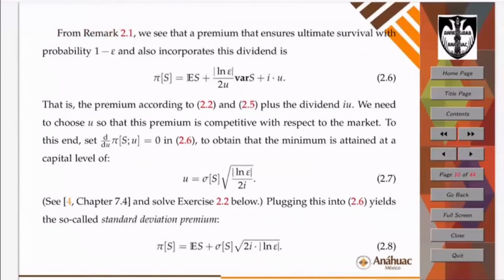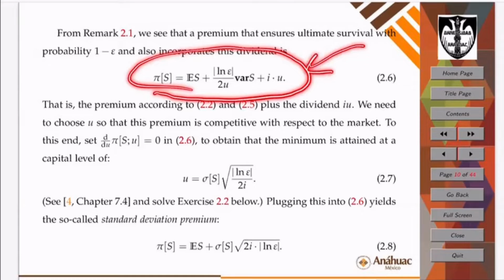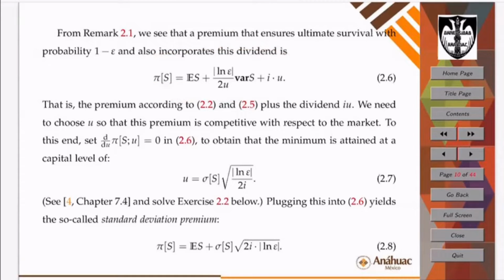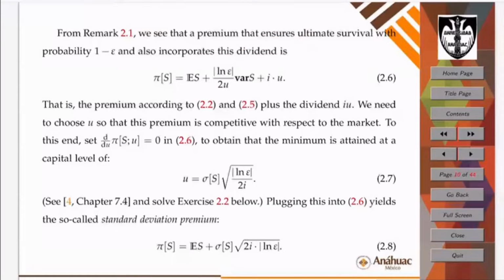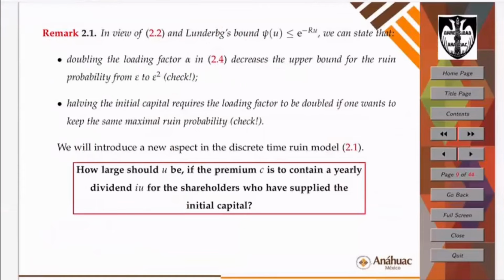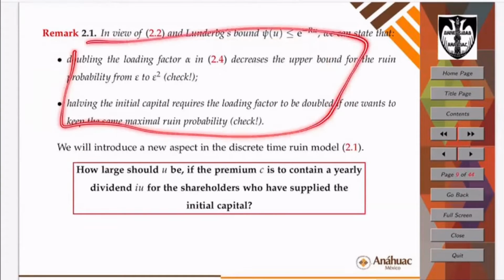Now, I will propose that you use this new premium. From the checkup that you need to do from remark 2.1, it is clear that a premium that ensures ultimate survival with probability 1 minus epsilon and also incorporates the dividend is given by this thing here. That's a strange-looking expression. Where did this come from? Where did the 2 come from? Well, the answer is in this remark. So just check.